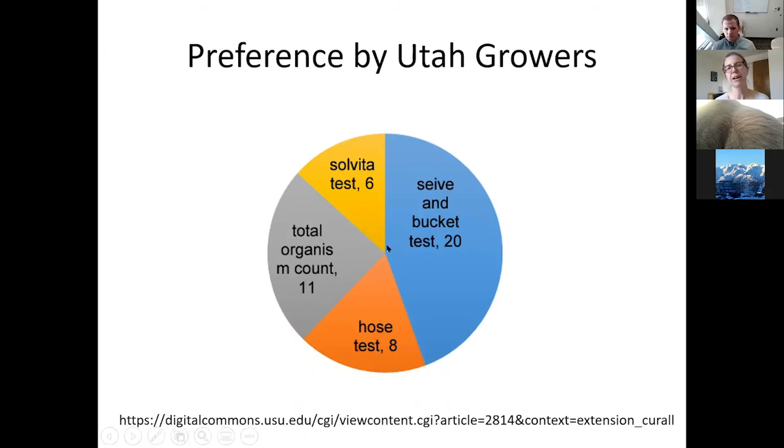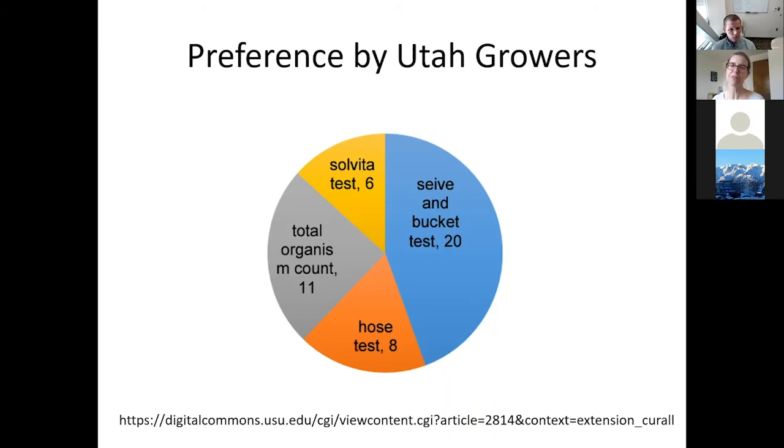So that sieve and bucket test I showed you. There was a variation of that one called the hose test, where we sprayed the soil with a hose for a set number of minutes under certain pressure. The total organism count and the Solvita test, I showed you a picture of that earlier. Those were the ones that correlated to our lab results most consistently and accurately.